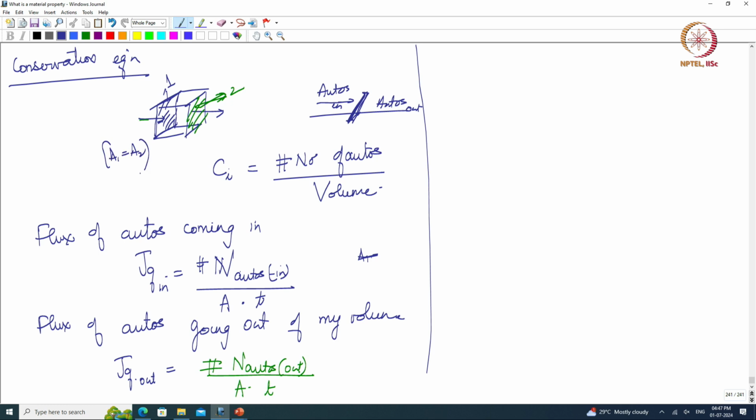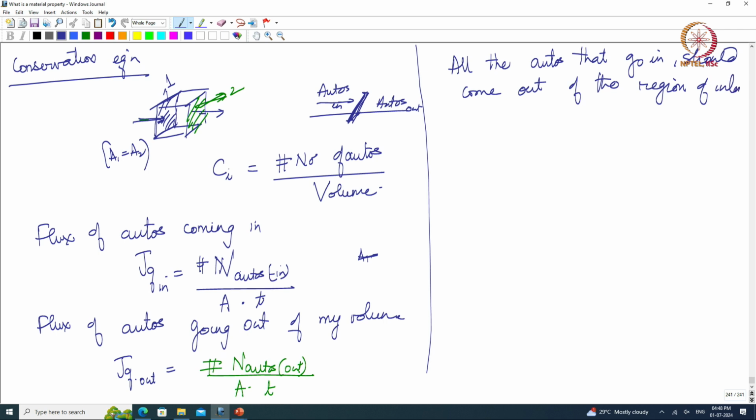Okay. Now, if I am just saying that all the autos that go in should come out of the region of interest, that is called conservation of autos.